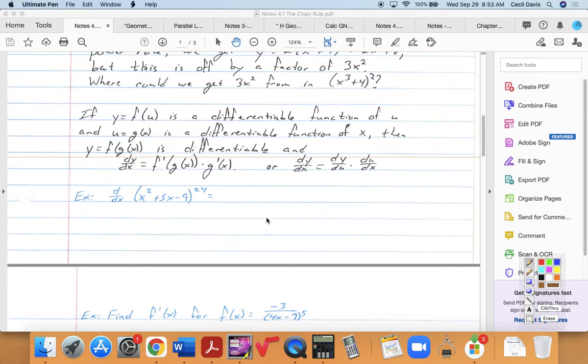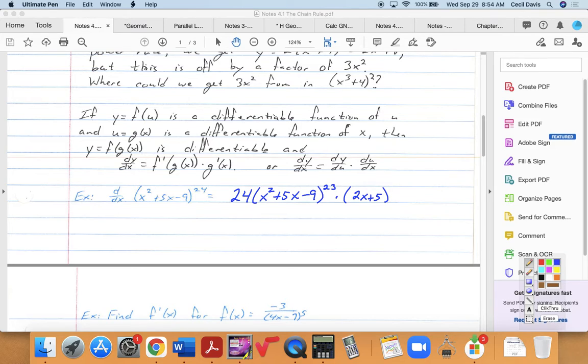We deal with the outside part, leaving the inside part alone. So that's going to be 24 times x squared plus 5x minus 9 raised to the 23rd power. That's the outside part taken care of. Then we need to multiply that times the derivative of the inside part. The derivative of x squared plus 5x minus 9 is pretty simple. It's 2x plus 5.